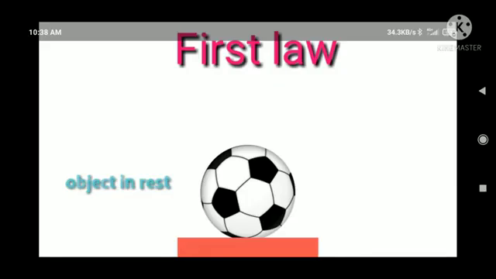Children, listen carefully. The first law of motion can be stated as: every object will remain at rest or in a state of uniform motion unless compelled to change its state by the action of a net force. Newton's first law explains what happens to an object when no net force acts on it: either it remains at rest or moves in a straight line with constant speed, that is, uniform motion.